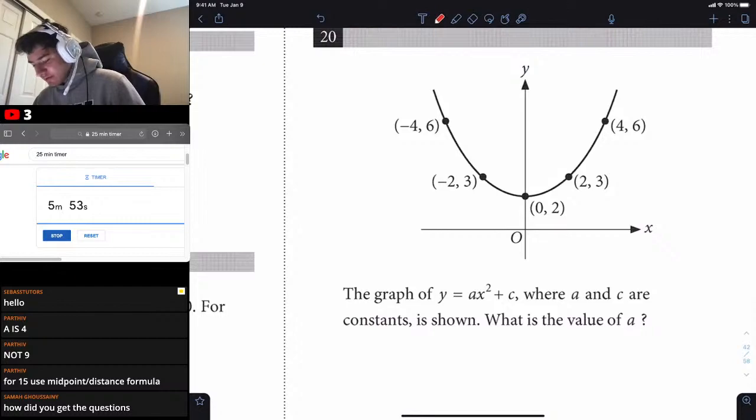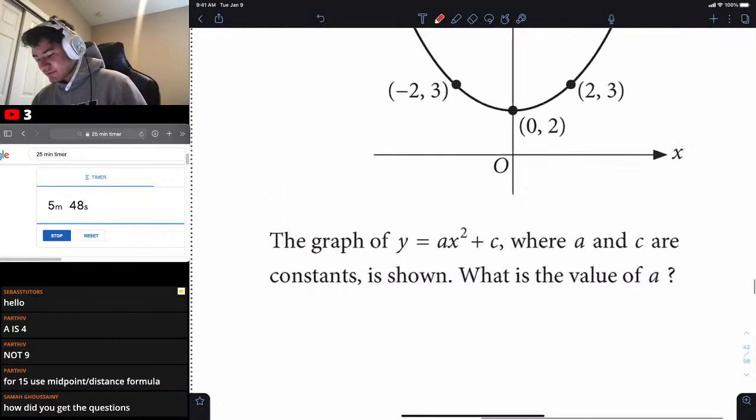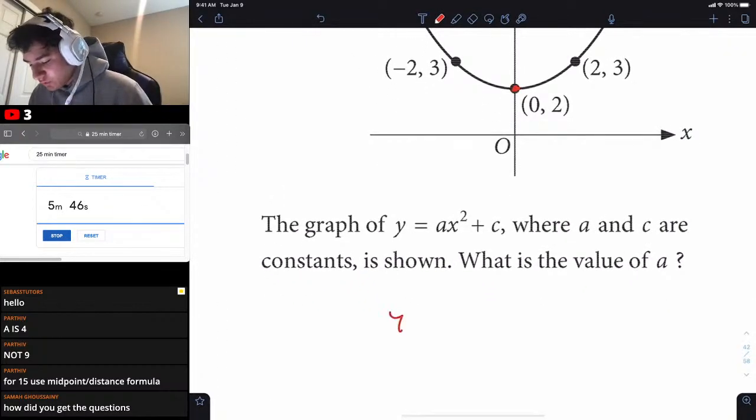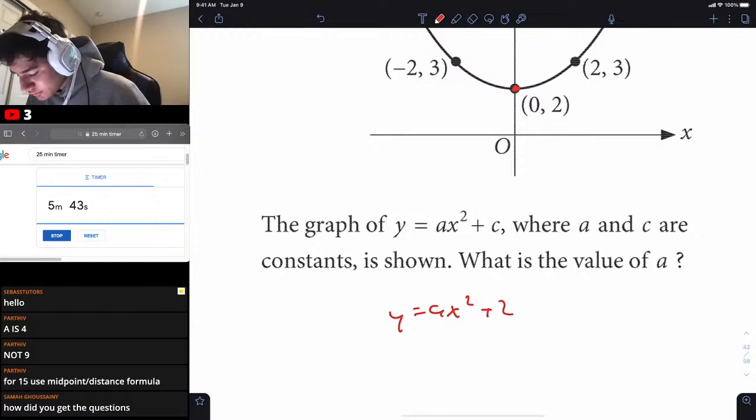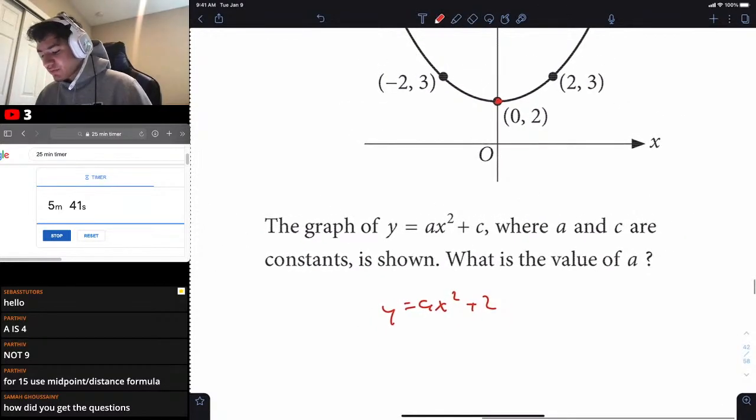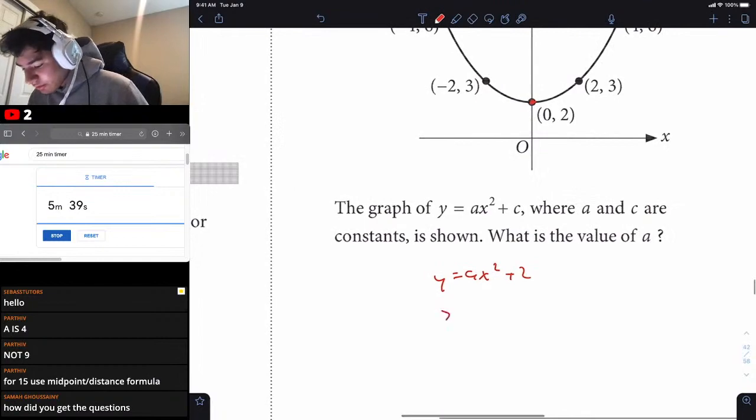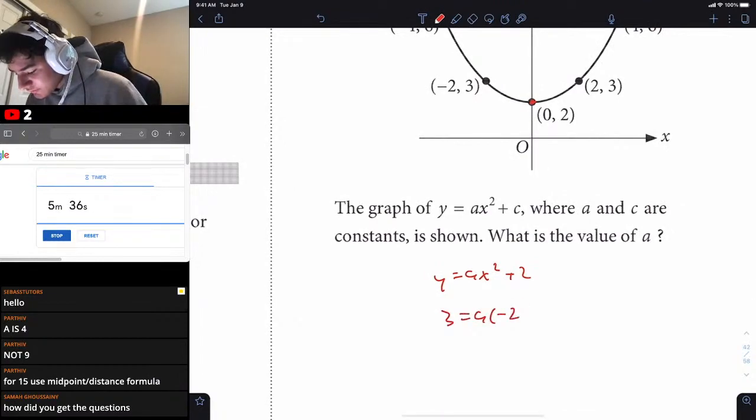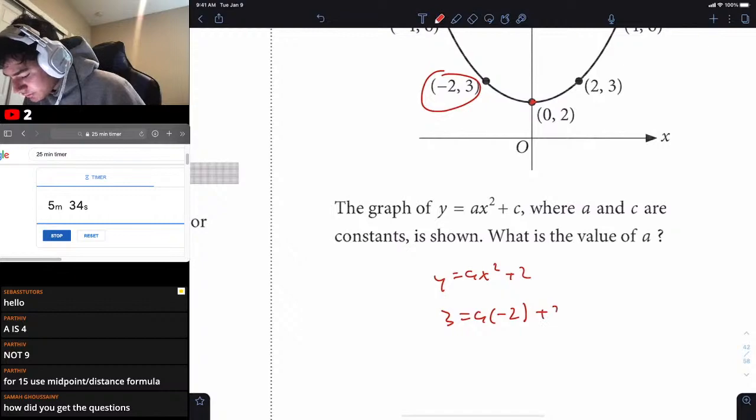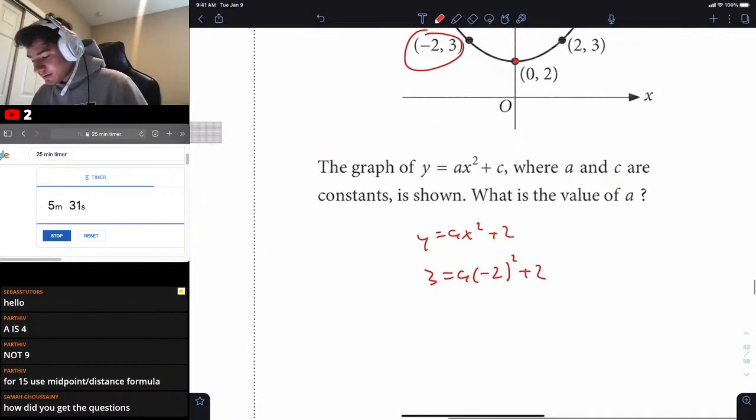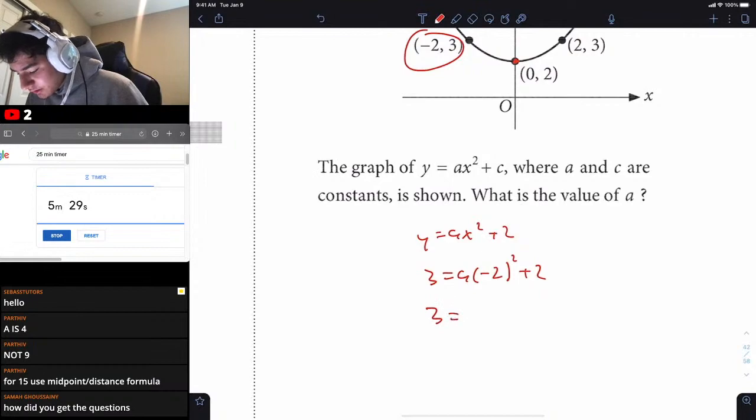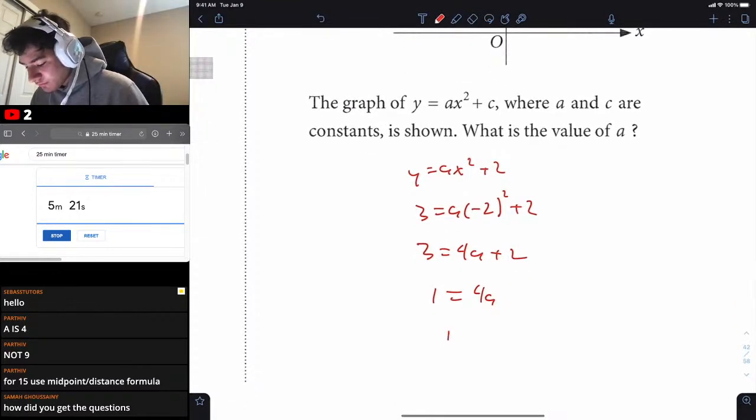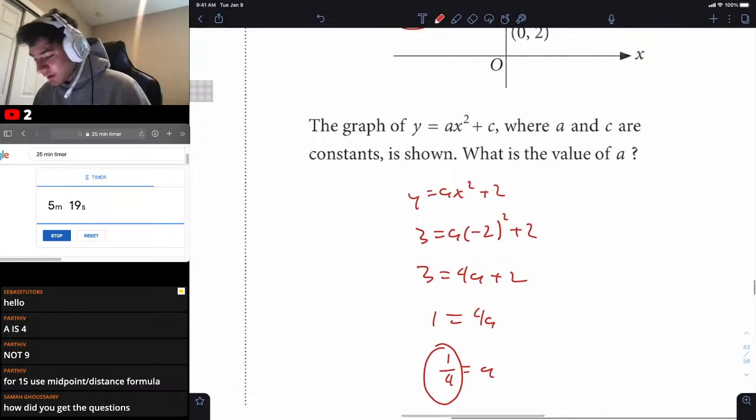Okay, what is the value of a? Okay, c is 2, right, because that's the y-intercept. So y equals ax squared plus 2. Now let's plug in any other point to find what a is. So we get 3 equals a times negative 2 plus 2 squared, plugging in this point right here. That's going to be 3 equals 4a plus 2, minus 2 on both sides. 1 equals 4a. I'm going to divide by 4. 1/4 is a.